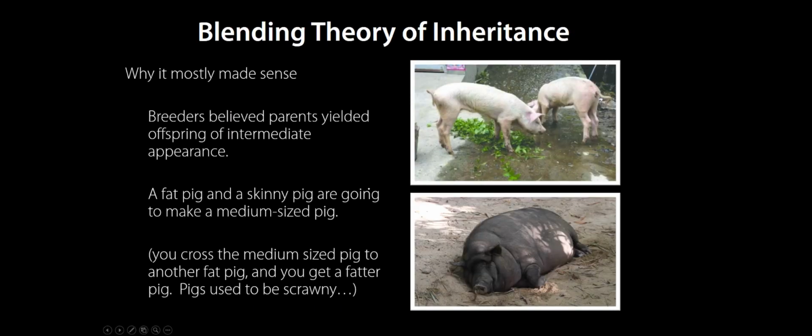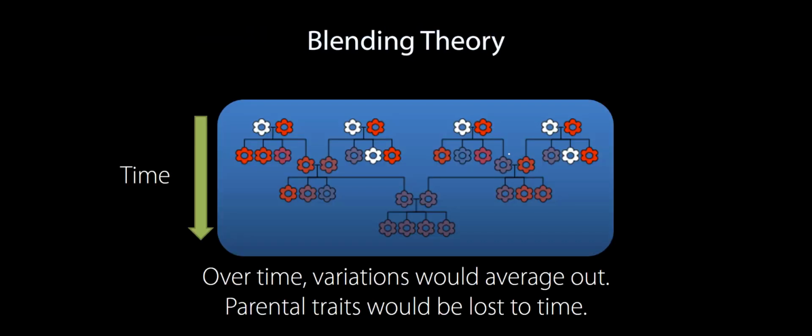All right, so first of all, you can see these silly pigs here. I have to change that. Breeders used to believe that when you took a skinny pig and crossed it with a medium-sized pig, you'd eventually get fatter pigs. And so the idea of blending was the most popular theory up through the Middle Ages and actually into the late 1800s. So the idea here is that offspring are a blend of their parents.